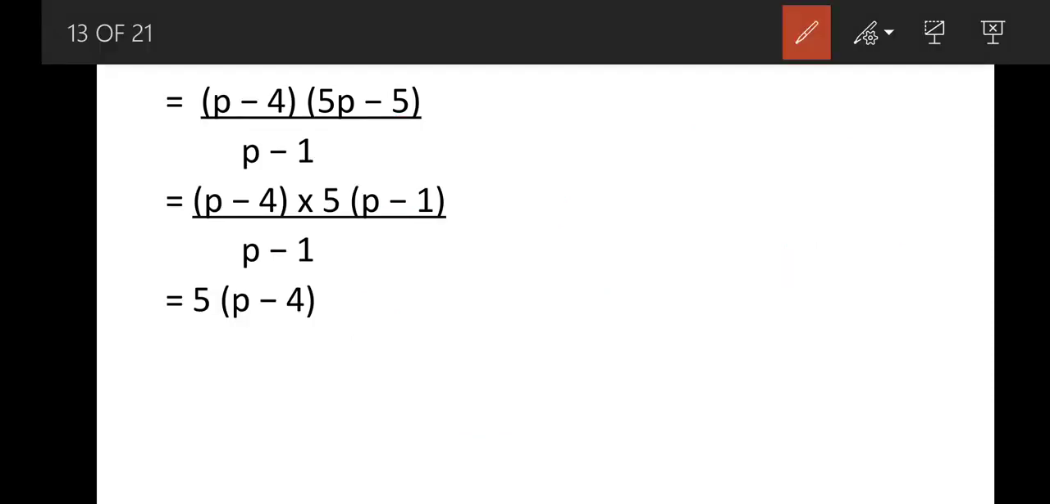So (p − 4) and (5p − 5) are the factors, and we need to divide by p − 1. Now again we need to write the factors in irreducible form, so we take 5 common again from 5p − 5. What is left inside the bracket? p − 1. Now this p − 1 will cancel out with the p − 1 in the denominator, and you are left with 5(p − 4). So this will be your answer.